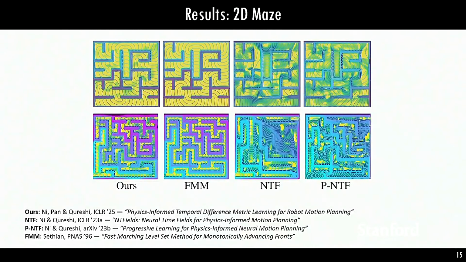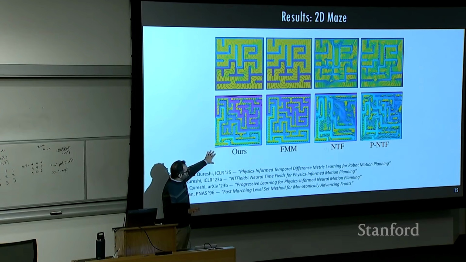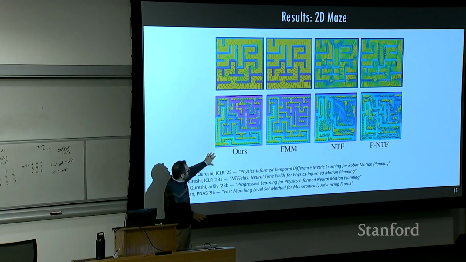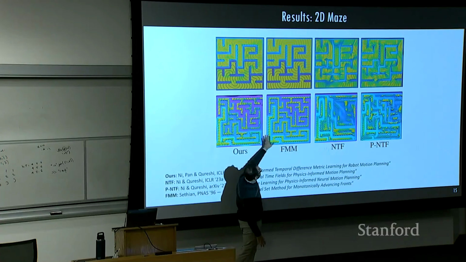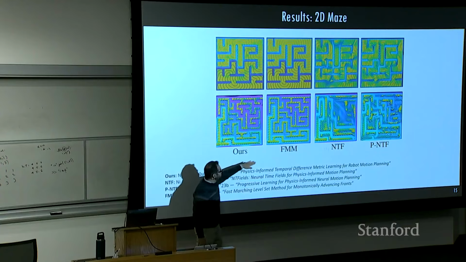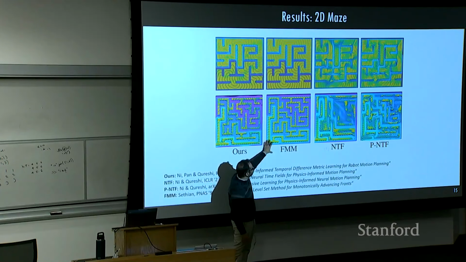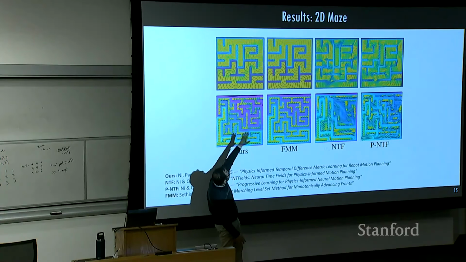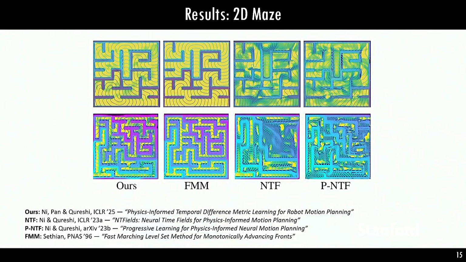So first, on a very simple problem, this is a maze-like environment. If you combine our approach, gradient matching loss with TD learning, you get these kinds of contours, and you can see it is matching this expert, FMM. It is a numerical approach. It can only go up to 3 dimensions, and if you have a very good computer, it can do 4 dimensions. But you can see the time contours are almost similar. So when you do this neural network approach, it can capture a similar solution.